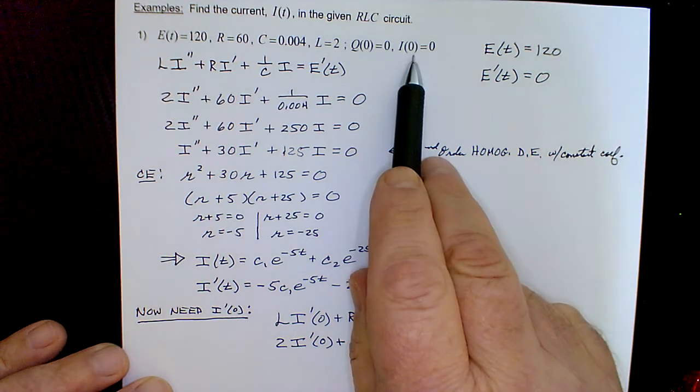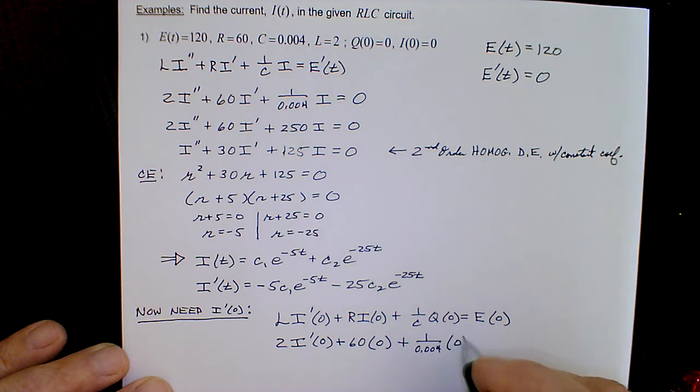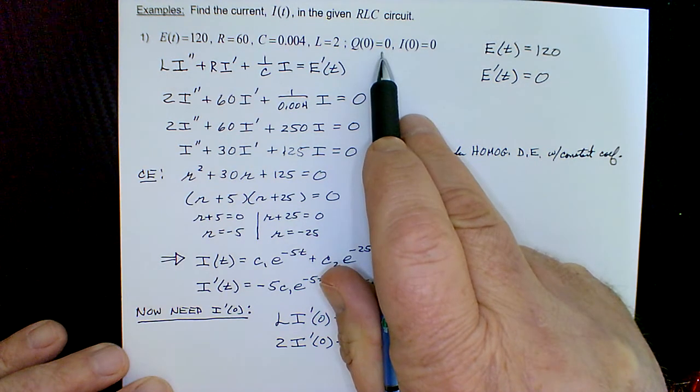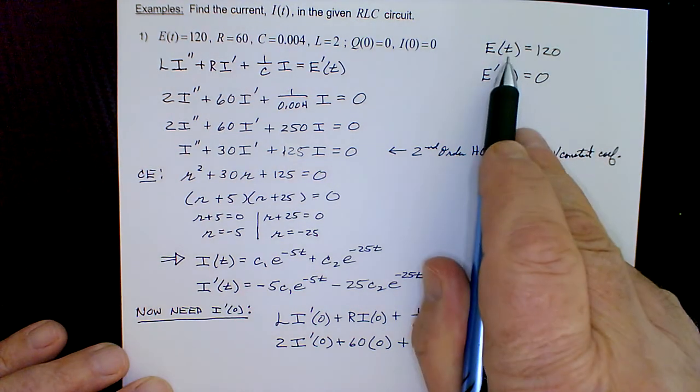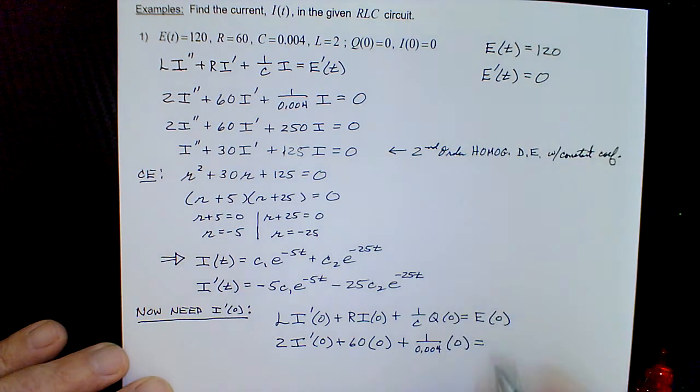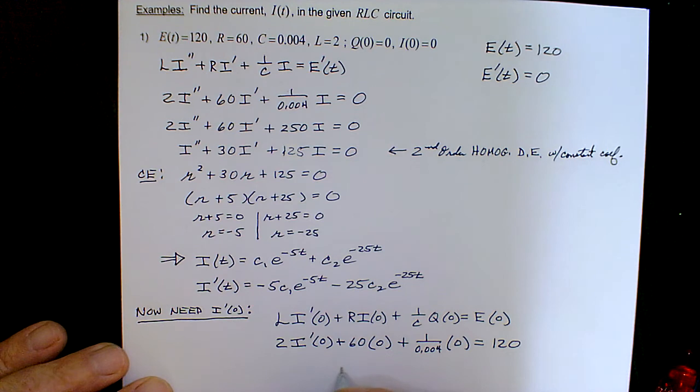From our initial condition, plus 1 over C. C was 0.004, but Q of 0 is also known to be 0 from the initial condition. And that's equal to E of 0. E of 0 is plugging a 0 into E of t. E of t is 120, so E of 0 is 120. So it turns out I of 0 and Q of 0 both being 0 cause these terms to go to 0. And so we get that 2I prime of 0 is 120, and so I prime of 0 is 60.